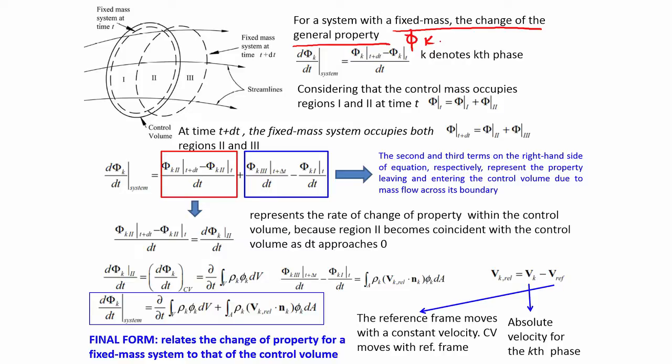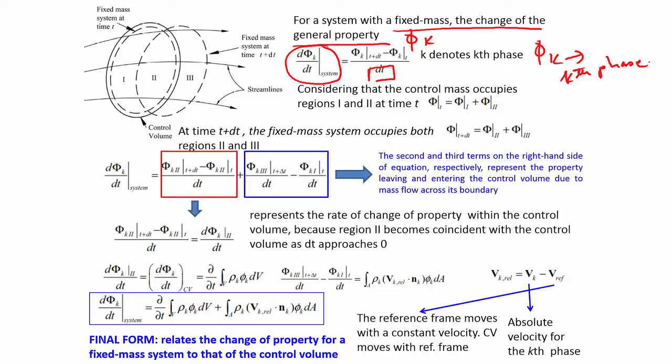some generalized property which is given by phi k. The change in phi k of the system is basically nothing but phi k at time t plus delta t minus whatever was the phi k at time t, divided by delta t, okay. And I have written it as phi k, where k basically denotes the kth phase. Do not be bothered about the phase right now, just take that k is almost like a single phase.